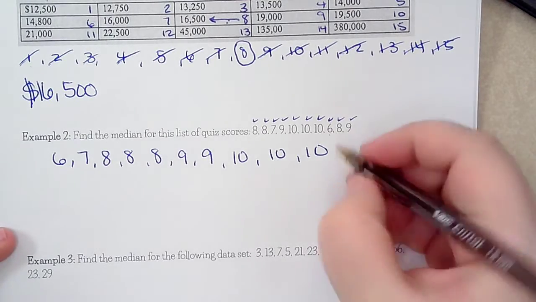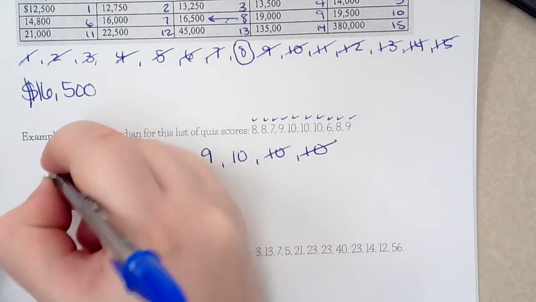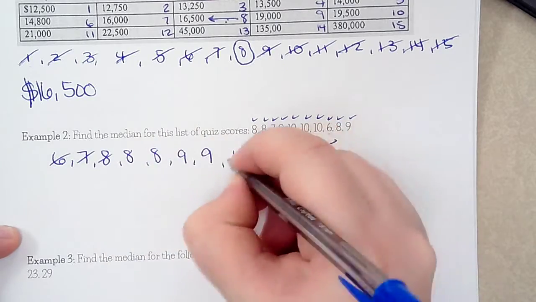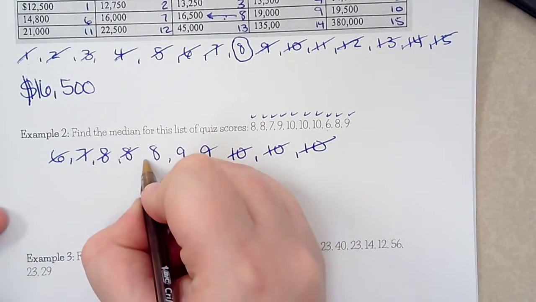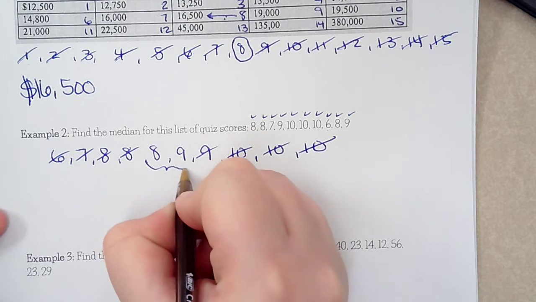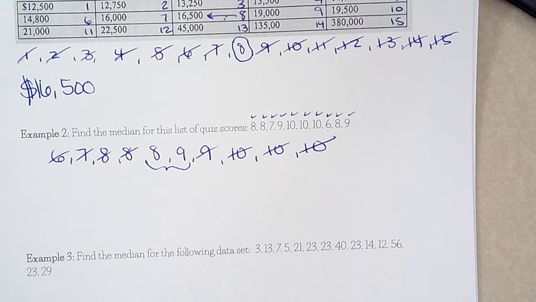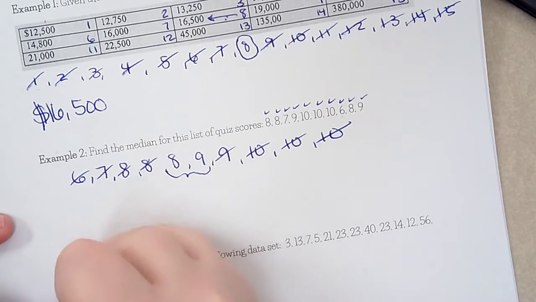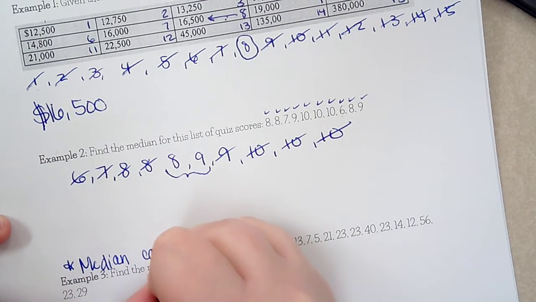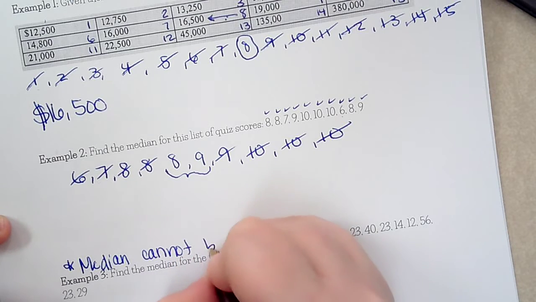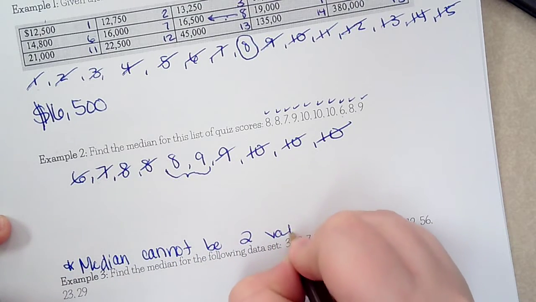All right, let's go to work. 1, 2, 3, 4, 5, 6, 7, 8. Now, this is what I was talking about earlier. We end up right here, and we have 8 and 9 in the middle, and we cannot cross them both out. So when it comes to median, we cannot have 2 values. I'm going to put that down here. Median cannot be 2 values. It's got to be 1.